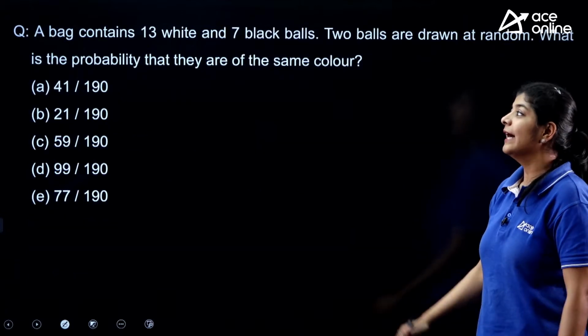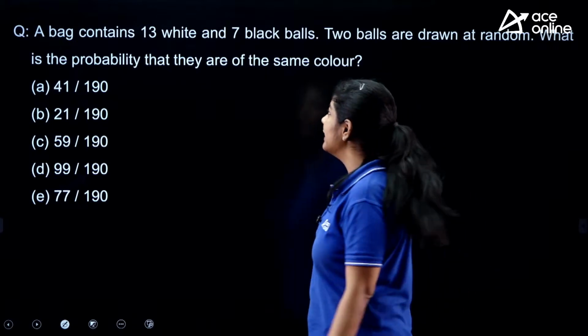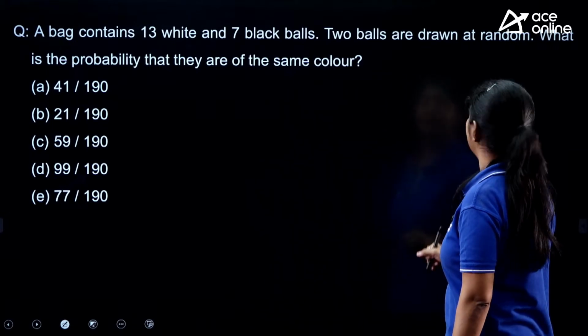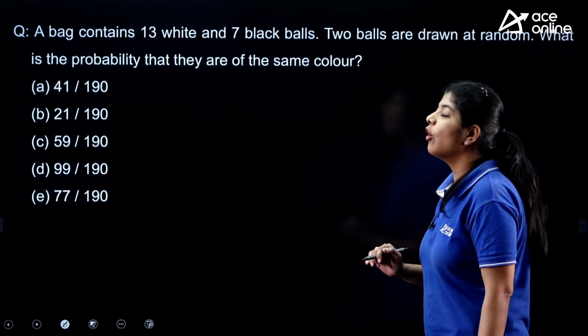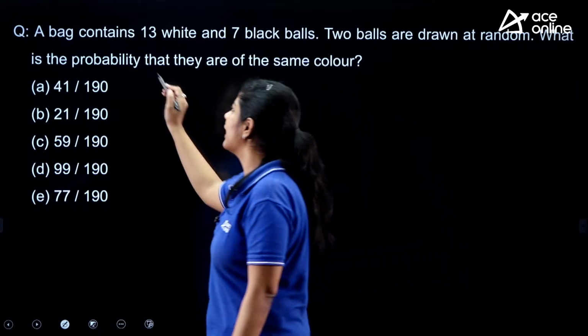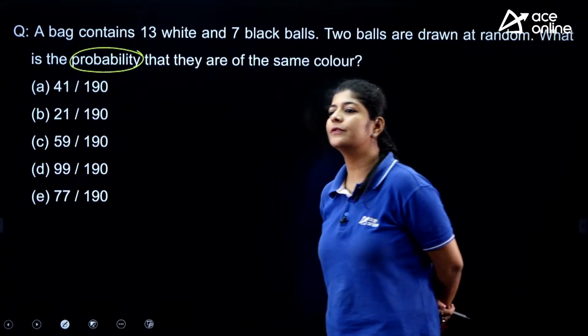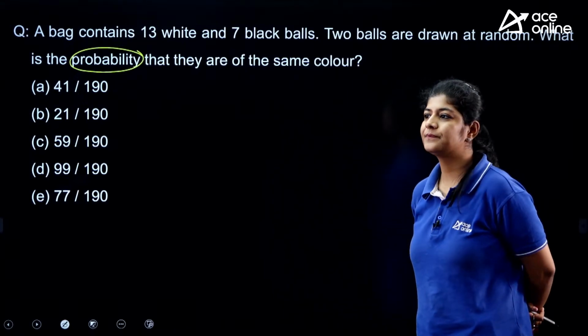Next. Again, it's a very easy one. A bag contains 13 white and 7 black balls. 2 balls are drawn at random. What is the probability that they are of the same color? We have to find out the probability. So, how are we going to find this? It's a very easy one, trust me.